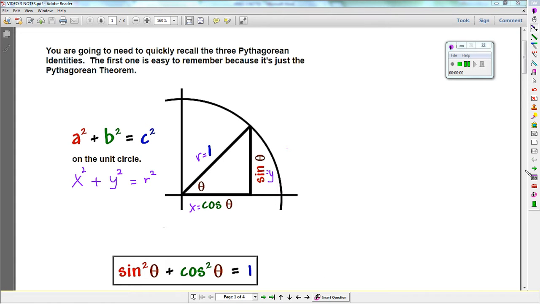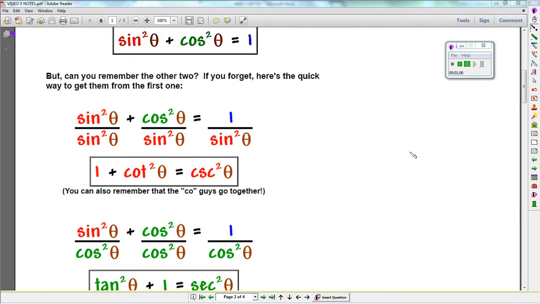From here we'll be able to remember the rest of the Pythagorean identities, because there are two more. So we start with sine squared theta plus cosine squared theta equals 1, and you go ahead and divide by sine squared theta for each one of the terms. Each term, left side and right side, we divide by sine squared theta, and then we are going to simplify.